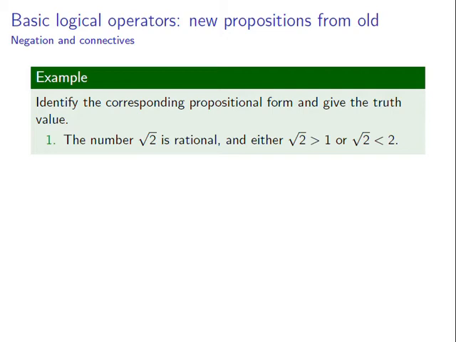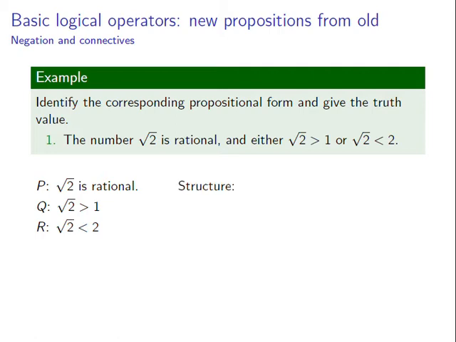the proposition. First, let us consider the statement: the square root of 2 is rational, and either the square root of 2 is greater than 1 or the square root of 2 is less than 2. The smallest propositions that make up this sentence are: the square root of 2 is rational, the square root of 2 is greater than 1, and the square root of 2 is less than 2. Let us denote these by P, Q, and R respectively.